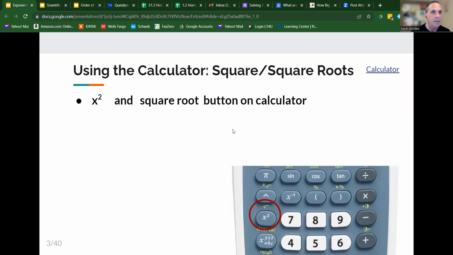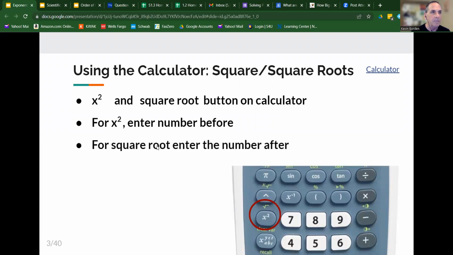So the square and the square root button are really the same button. For the square, x squared, we enter the number before and then click the button and then enter. For the square root, we're going to enter our number afterwards. So second x squared button and then our number.